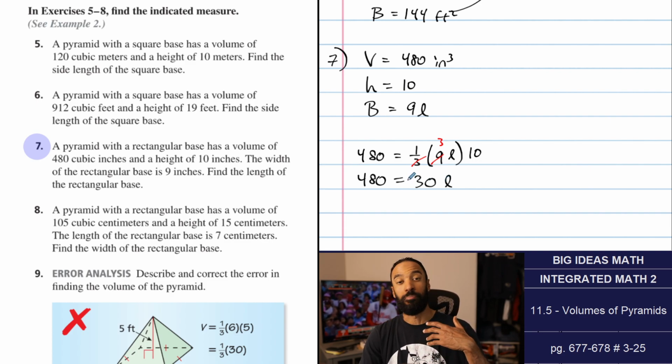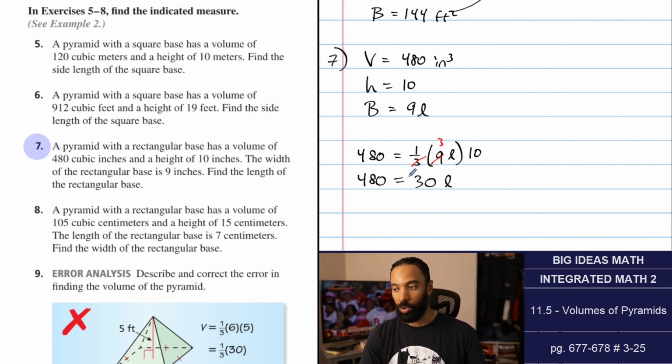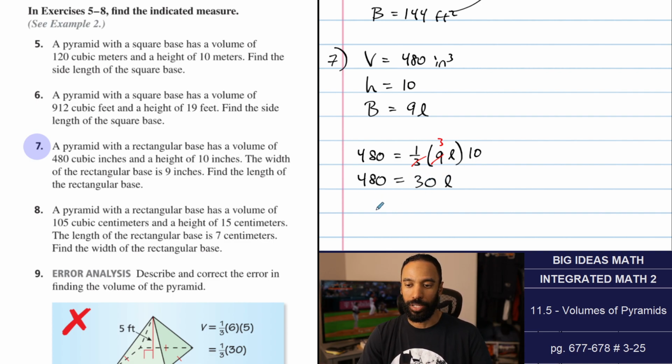You don't get the area of base at all. I didn't find out what it was first. I can find out second. If you divide by 30, it looks like you get a length of 16 inches.